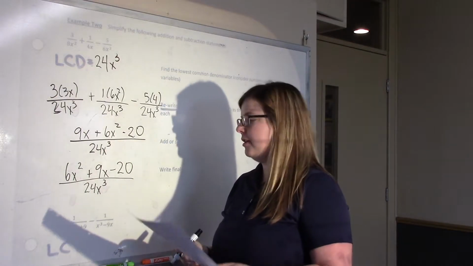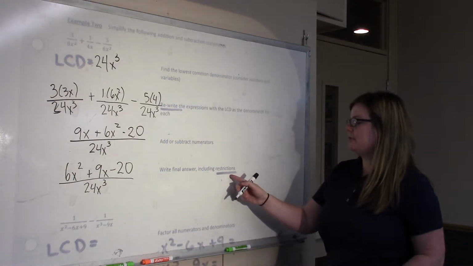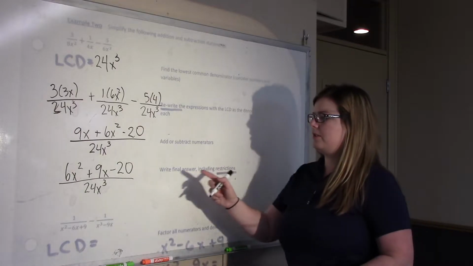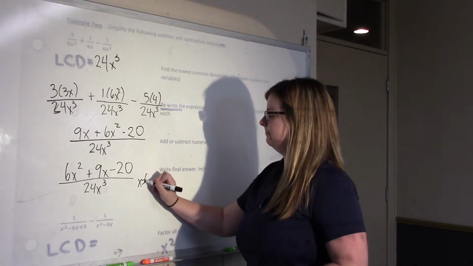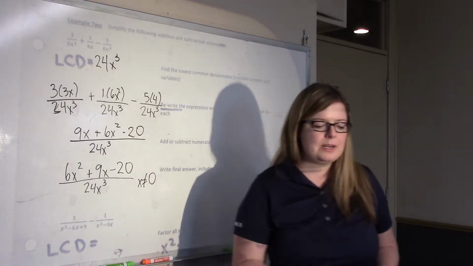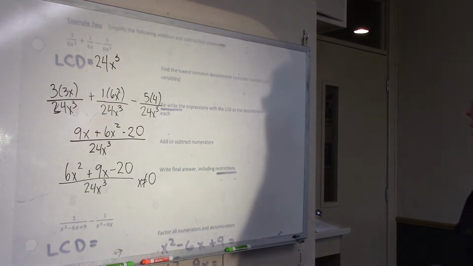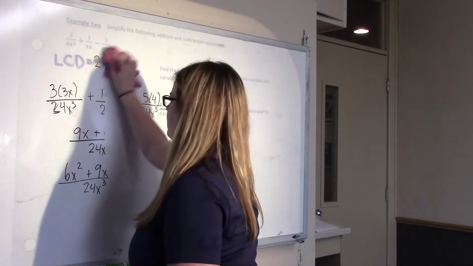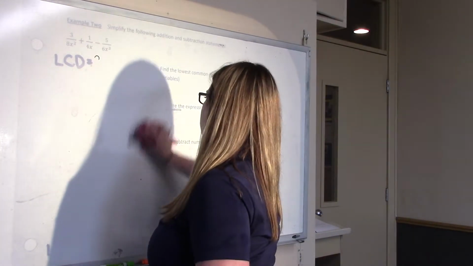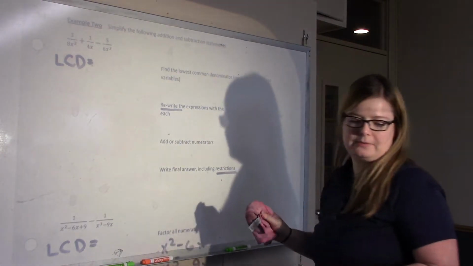All right, so there you have it, but we have to also include our restriction. So our restriction is that x cannot equal 0. Okay, so that was one example with just monomials in the denominators, and now I'll do one example with binomials in the denominator.